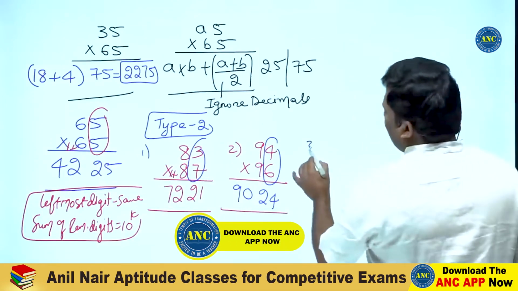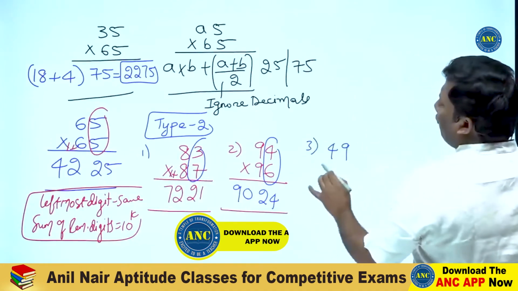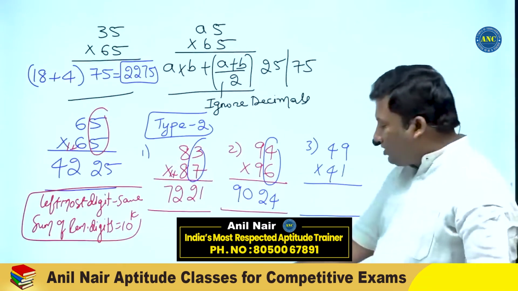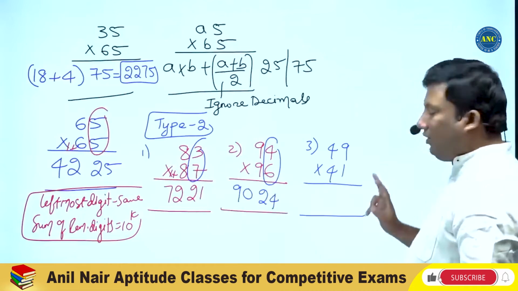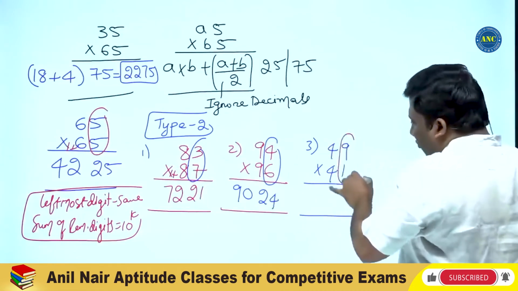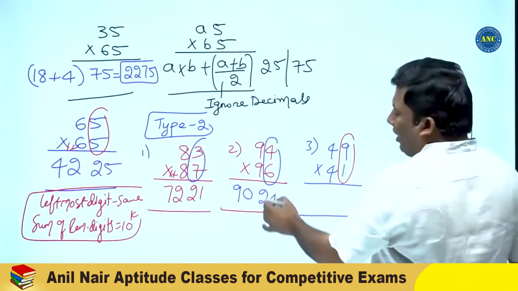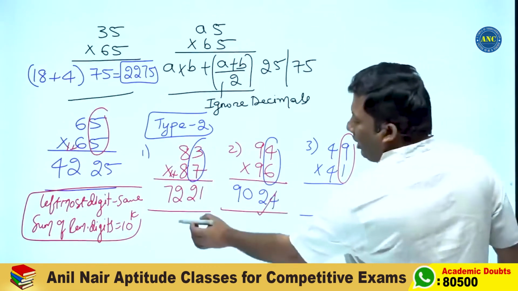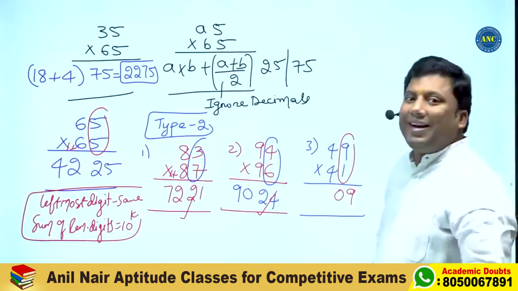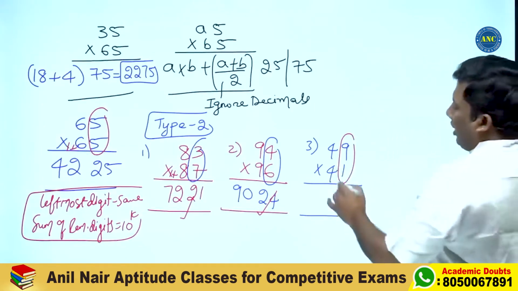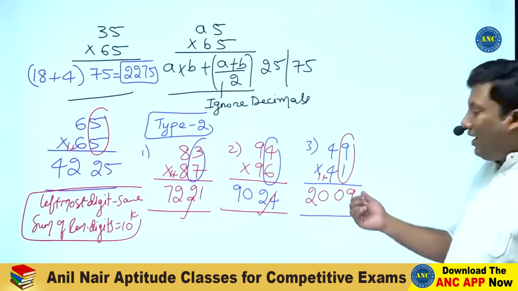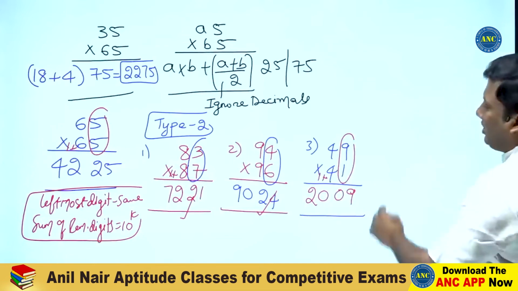49 into 41. Listen carefully, sir. 4 plus 6, it is 10. 9 plus 1, it is 10. 24, it is a 2-digit number. 21, it is a 2-digit number. 9 ones are 9. 9 in a 2-digit number, 09. Add 1 to it. 5 4s are 20. Why we added 0? I hope the concept is clear.